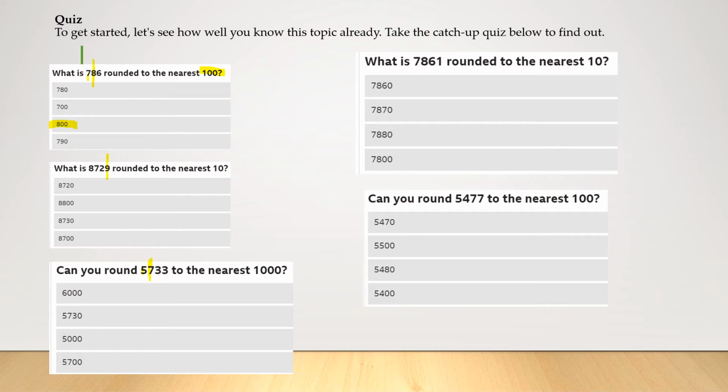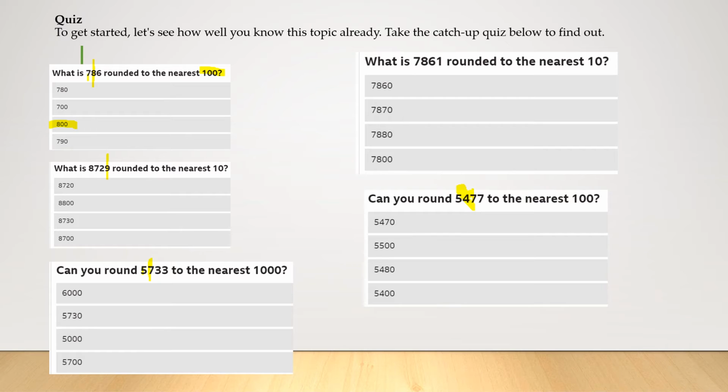And last question before the answers, can you round 5,477 to the nearest 100 this time? So I've got either 5,400 or 5,500. What is the 7 in the tens column telling me to do this time?